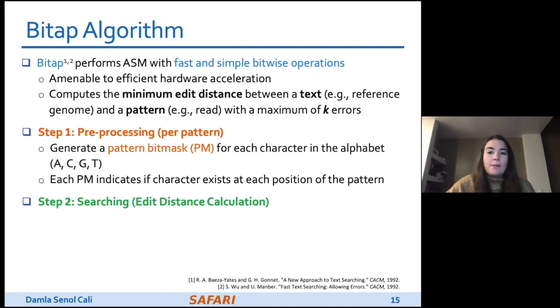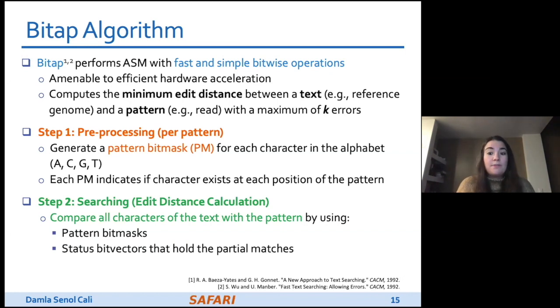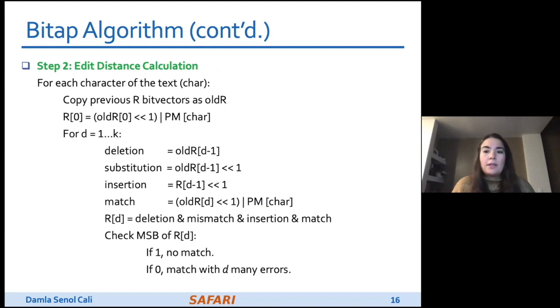And the second step, searching or edit distance calculation, is the main step of the algorithm. Here we examine each text character one by one by using the pre-processed pattern bitmasks from the previous step, and status bit vectors, which are updated at each text iteration and hold the partial match information for the text characters examined so far, and simple bitwise operations. So let's look quickly at the main step of the algorithm, edit distance calculation.